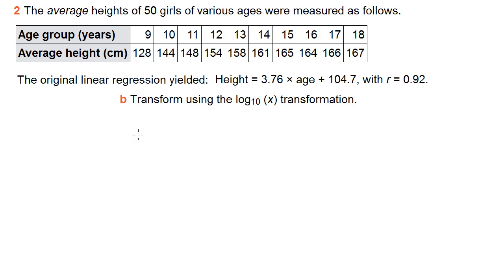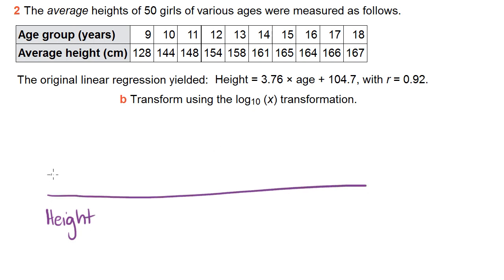Part B of the question wants us to transform the data using a log x transformation. So we're going to draw ourselves a table, and we're going to transform these x's. We're going to leave the y's alone, which is height. So height's going to stay exactly the same, but what we're going to do instead is we're going to have age, and we're going to take the log of it. So this is going to be log 10 age.